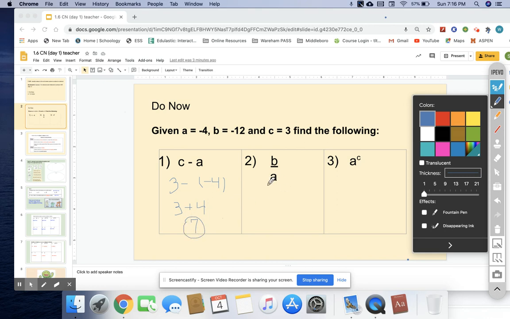On the next example, B is -12, divided by A is -4. Signs are the same. They're both negative, so your quotient is positive.